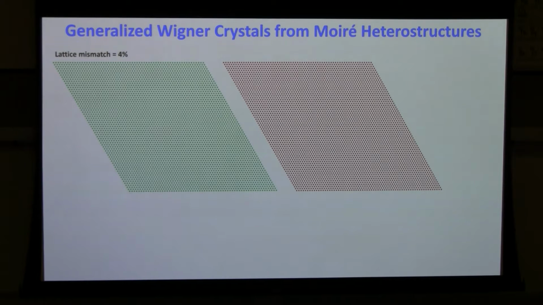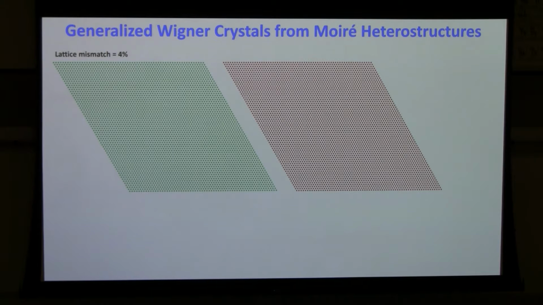So what is a moiré material? Well, you might have heard of moiré materials. I think most of you probably have heard of it. You take a two-dimensional material, you take another two-dimensional material, and you put one on the other. And if you twist them, then you can get a moiré interference pattern. Well, I'm not going to talk about that.